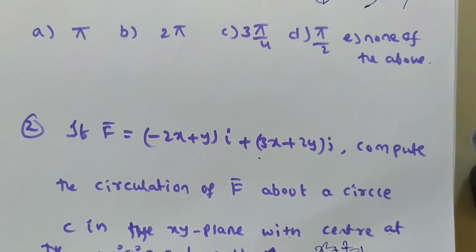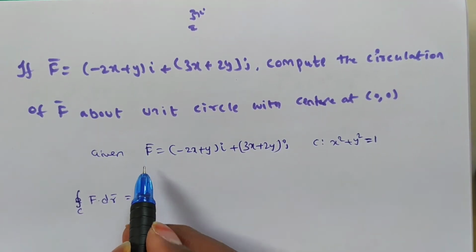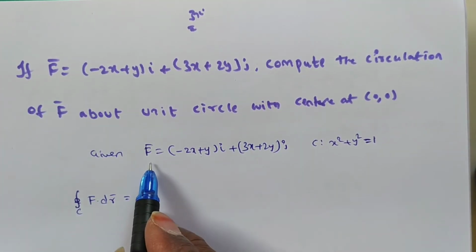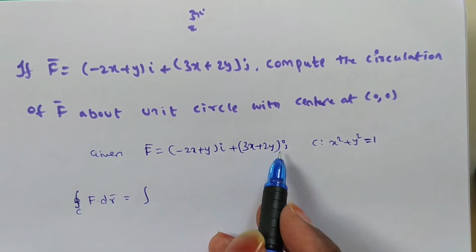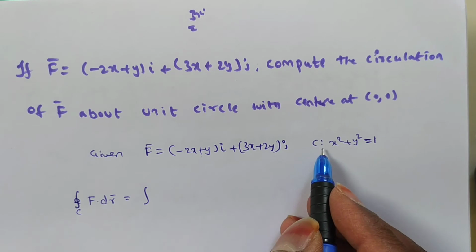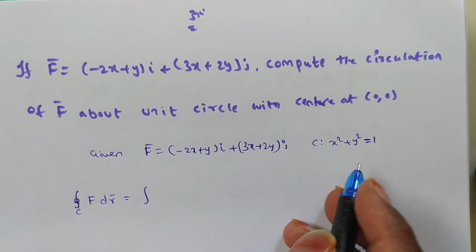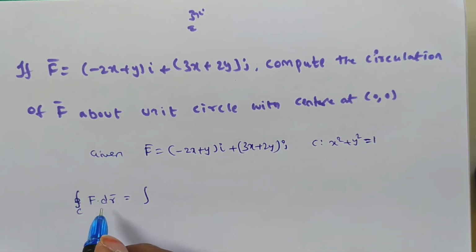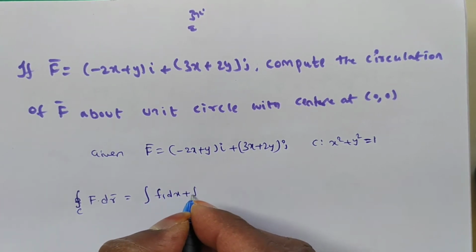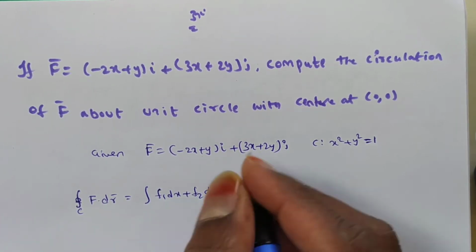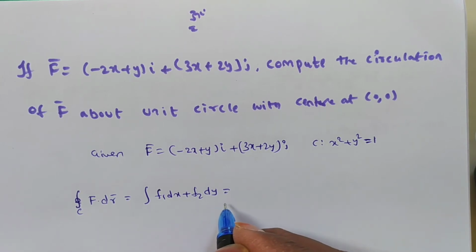Okay, now my problem is this. Given f bar is (-2x + y) times i plus (3x + 2y) times j, and where the curve, closed curve, is x square plus y square is equal to 1. So we have to evaluate the integral over c of f bar dot dr bar, that gives f1 dx plus f2 dy. Yes or no? This is in the xy plane. Obviously dz is not there.